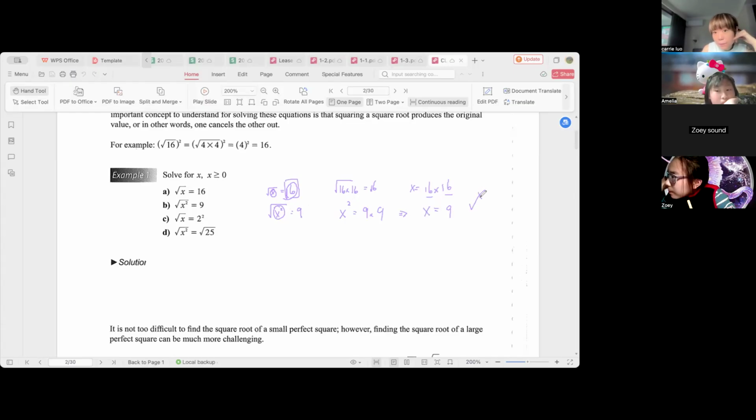Yes or no? Why? Because if x squared equals 9 times 9, which is 81, is it okay if x equals negative 9 as well? Correct? Because negative 9 times negative 9 also equals 81, right? Okay, so now I want you to try C and D yourself.